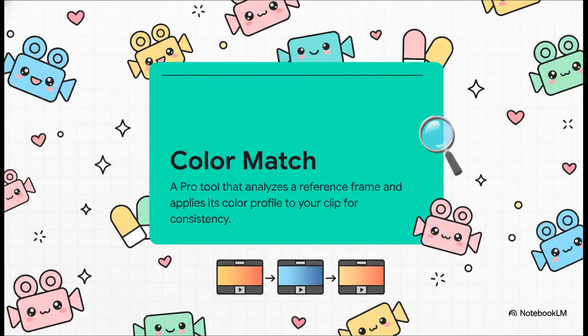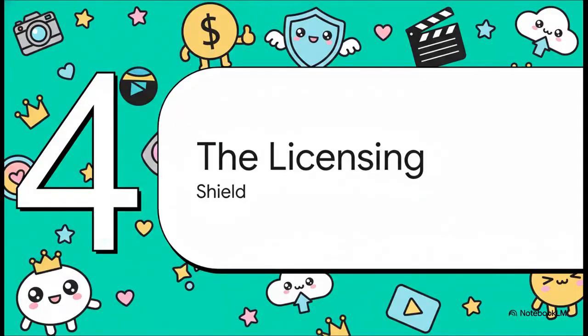Then, on the visual side of things, we've got color match. This is an absolute lifesaver if you've ever filmed clips on different days or with different cameras and the colors just don't look the same. You just pick one clip that you like the look of, and Pro automatically applies that same color style to all your other footage.